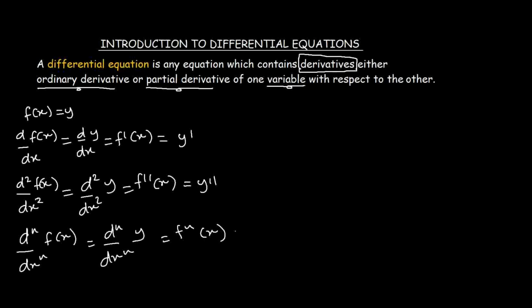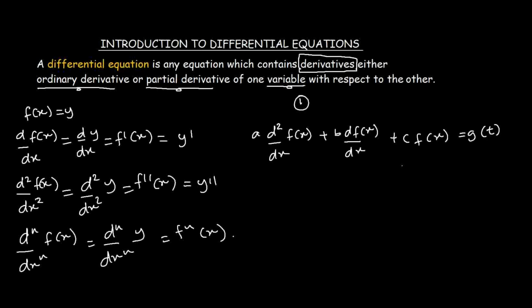Okay, so let's take an example. I'm going to look at an example of a differential equation. I have the first example here, which is a multiplying the second derivative of the function f of x plus b multiplying the first derivative of the function f of x, and then plus c multiplying f of x equals g of t. a, b, and c here are constants, or they are the coefficients of the derivatives of the function f of x.